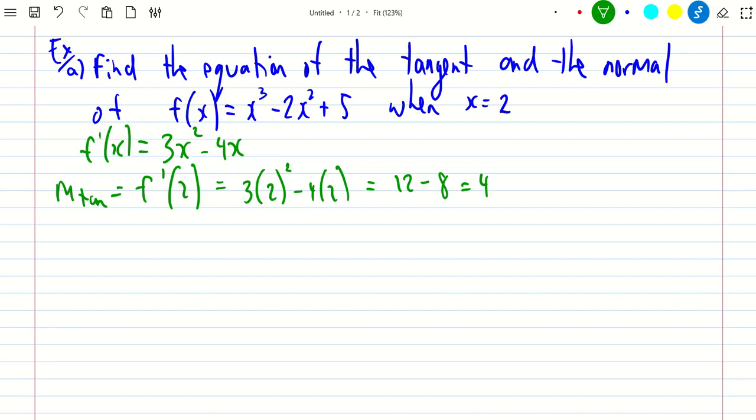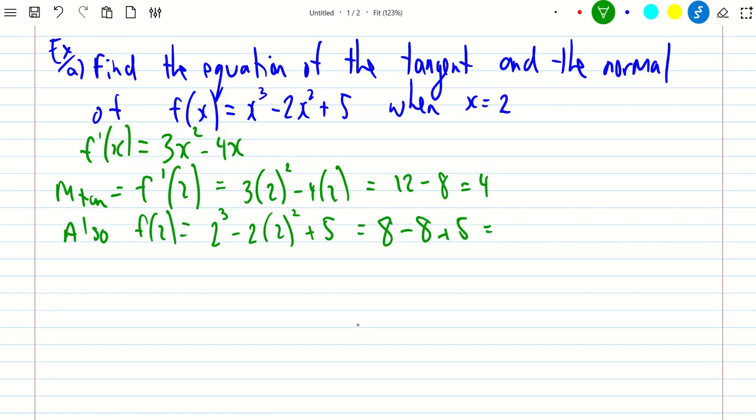Okay, the other thing I need to know to be able to find the equation of the tangent is I need to know the point, and so f of 2. If I substitute 2 into my function, I get 2 cubed take away 2 squared plus 5. 2 cubed is 8. Take away 2 times 4 is minus 8 plus 5. So that's equal to 5. And so that means it goes through the point (2, 5).